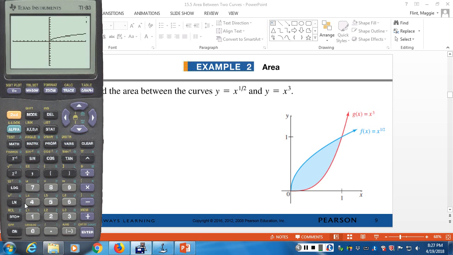So there goes one of the functions. There goes the other one, and we can see that the place that they're overlapping is close to the origin. So that says we probably need to narrow that in.